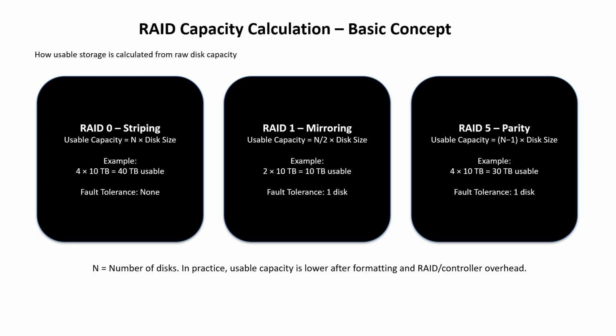Now we'll talk about RAID 1, which is also called mirroring. RAID 1 creates an exact copy of data on another disk. For example, if we have two disks of 10 TB, the same data is written to both disks. So the total raw capacity will be 20 TB, but the usable capacity is only 10 TB. The other 10 TB is used for the mirror copy.